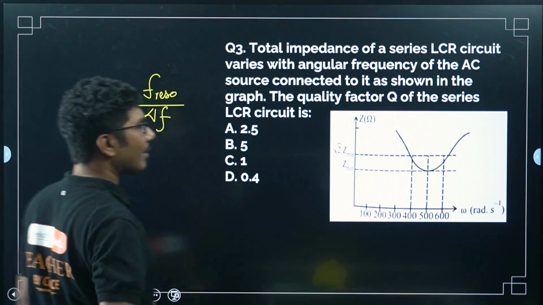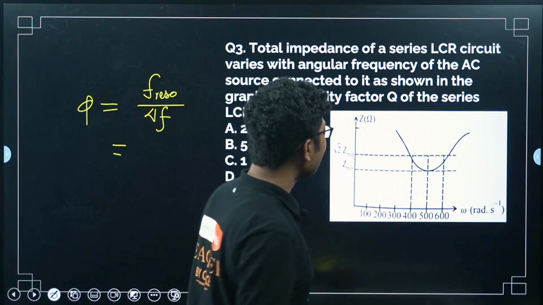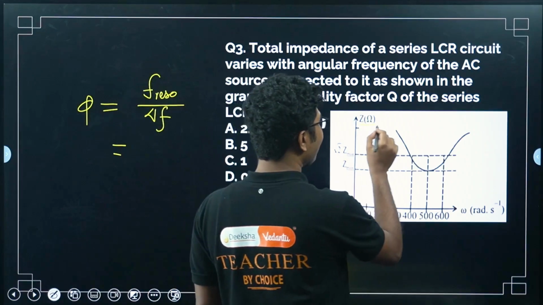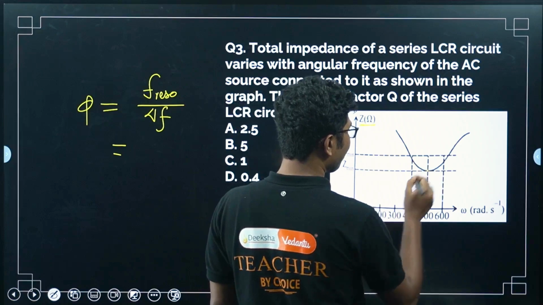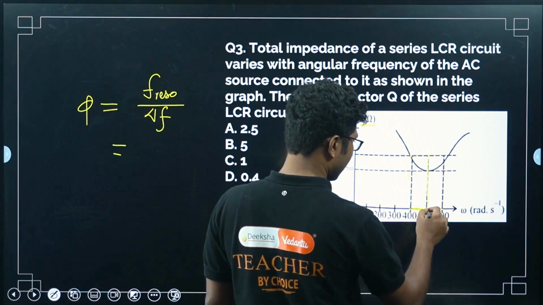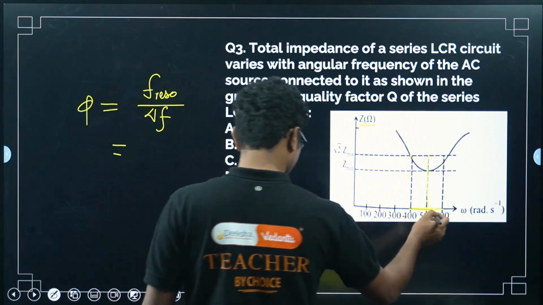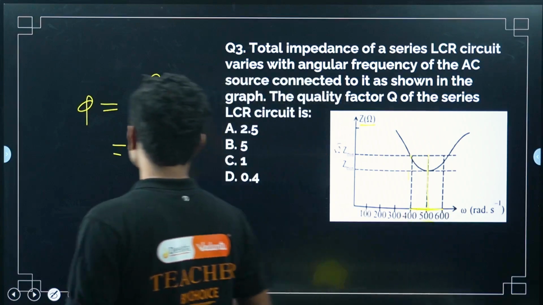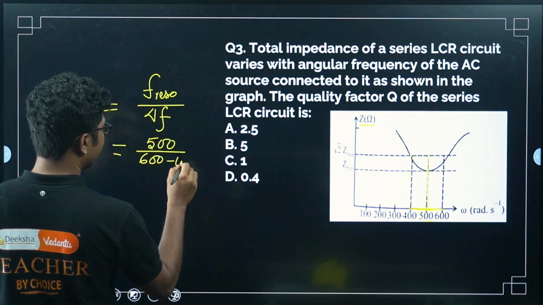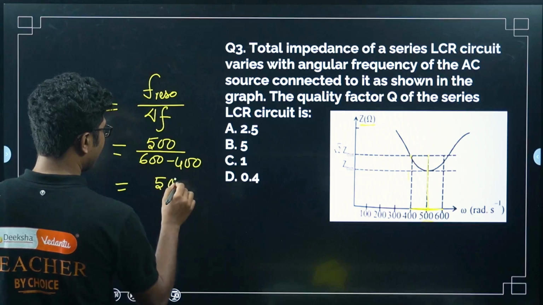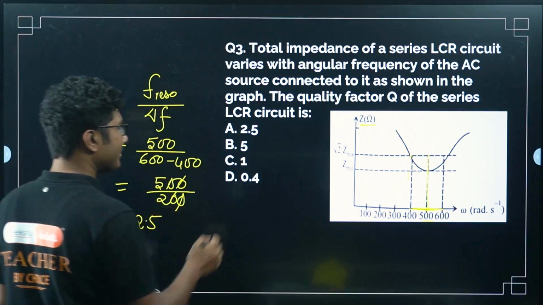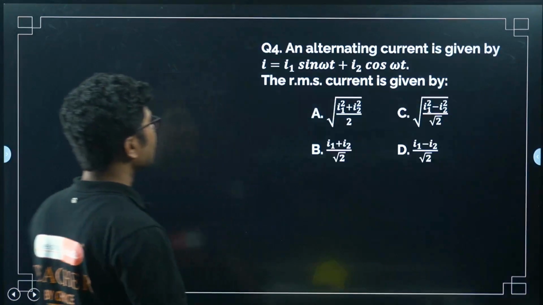Okay, so now only I think I kept it because to understand that resonance is basically where the Z is minimum. Resonance is where this Z value is minimum, that is equals to R. Now this is the minimum value of Z, minimum resistance, and this distance is called bandwidth. So this is the resonance frequency, 500 radian per second. Bandwidth is maximum minus minimum. So it is simple, 500 divided by 600 minus 400. Okay, so 500 divided by 200, so it is 2.5. So Q factor is 2.5. It's a simple question, so that's why I think I kept it. Otherwise all other questions are removed.